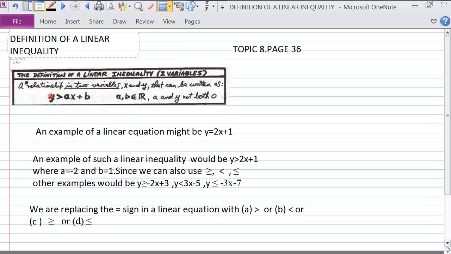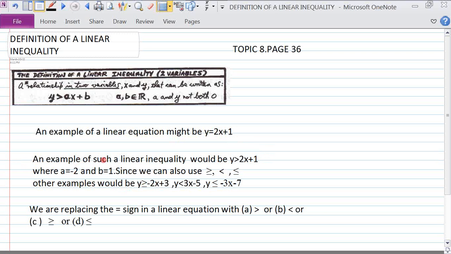A linear inequality involves two variables, so we have the y and the x variables. A is the coefficient of x, and a and b are elements of the real numbers, and a and b cannot both be 0. Now let's go back a little bit: a linear equation might be y equals 2x plus 1.